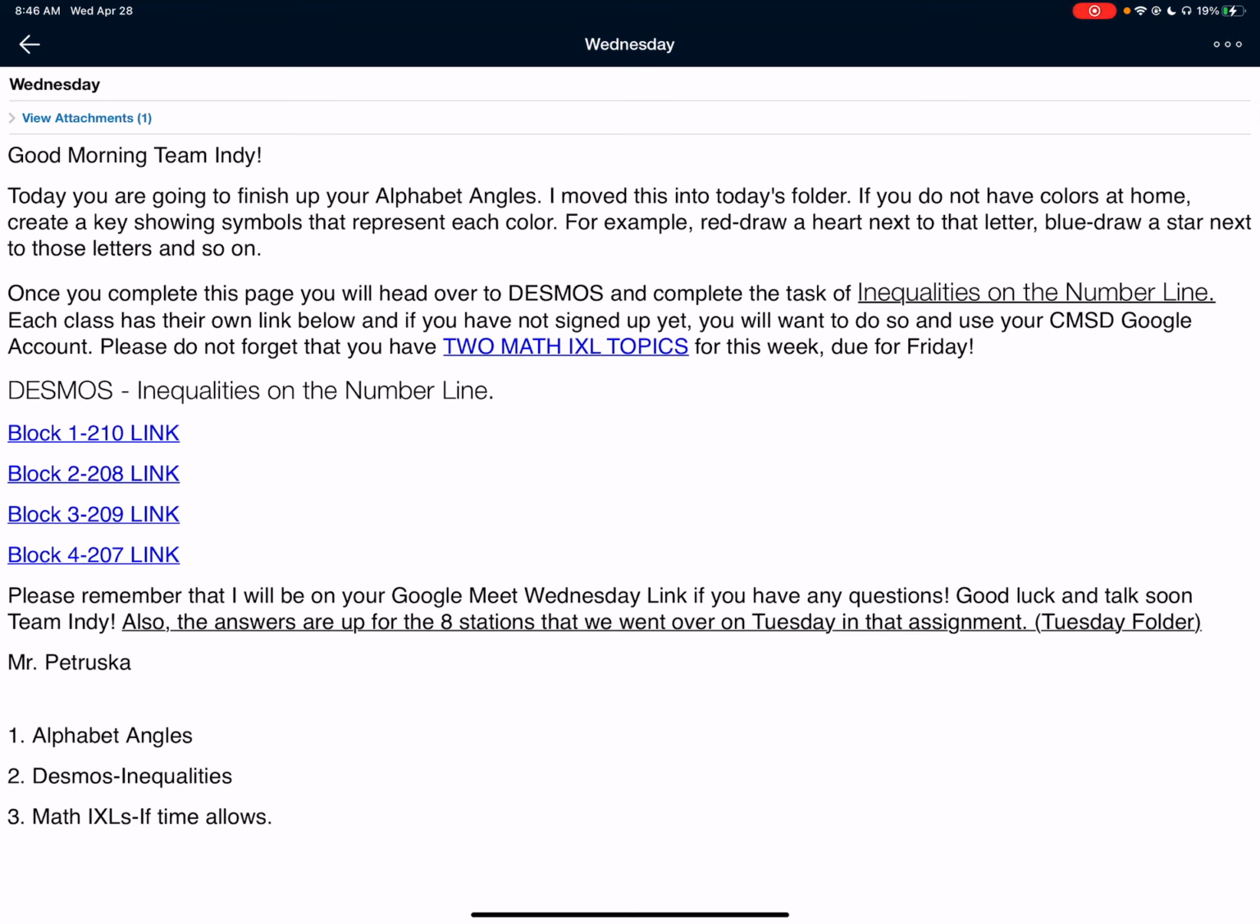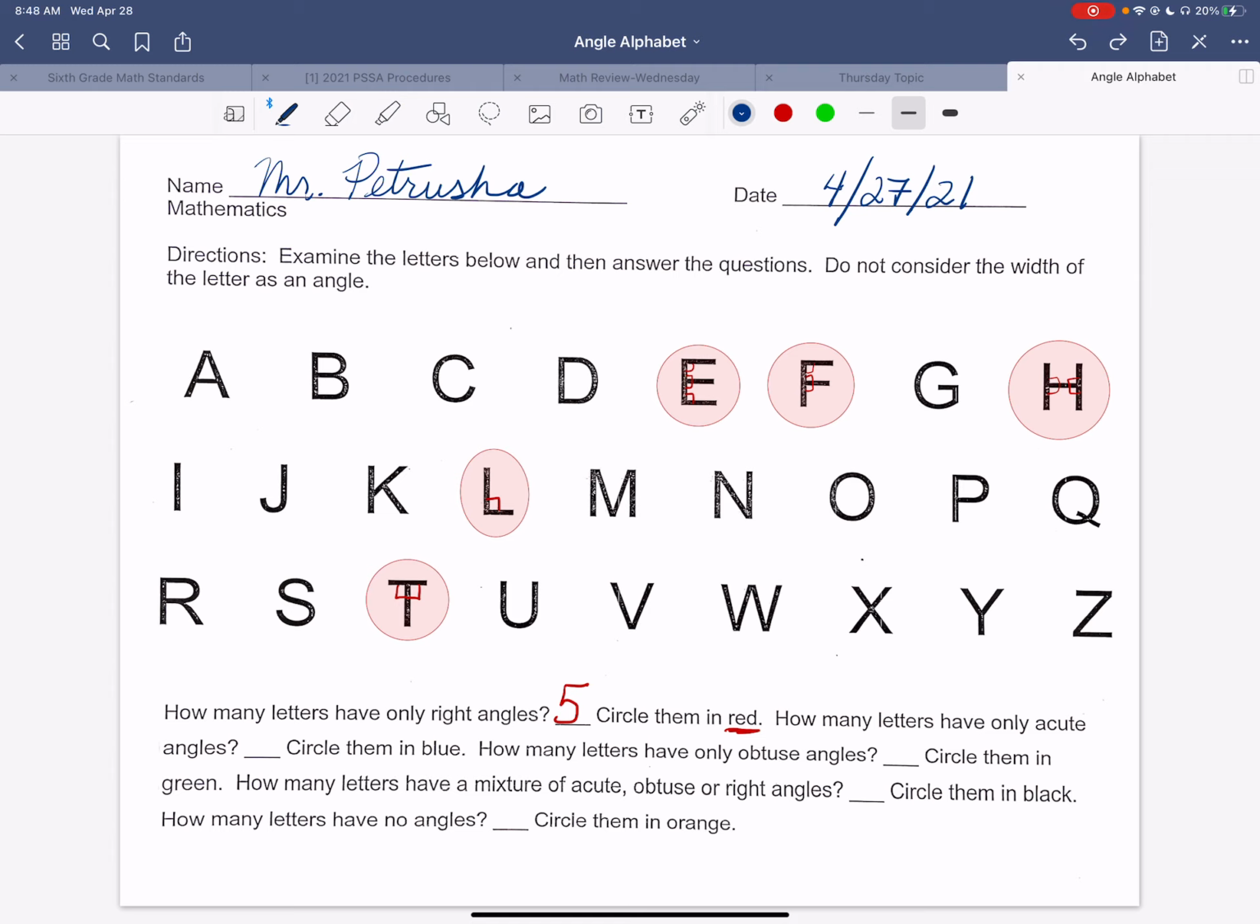Now, how many letters have only acute angles? So acute angles are less than 90 degrees. Okay, so less than 90 degrees. So anything smaller than 90 degrees. How many letters have obtuse? Obtuse is greater than 90 degrees.